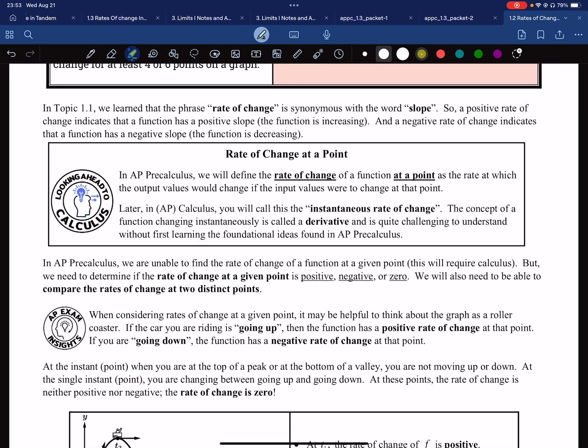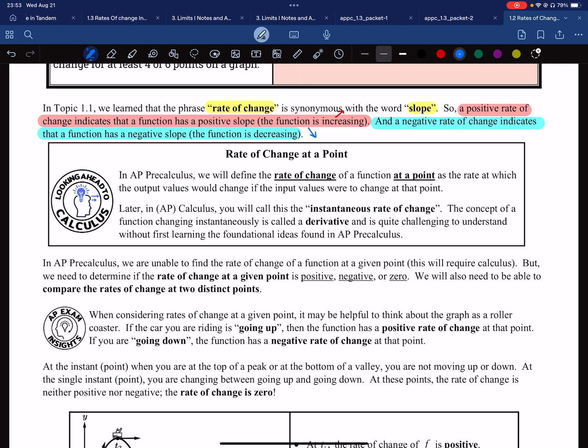First thing we're going to refresh our mind on is that in topic 1.1, we learned about the phrase rate of change. Remember from our Algebra 1 days that is similar to the word slope. So if we have a positive rate of change, then we have a positive slope, which means our function is increasing. Remember, increasing means that our function is going up. Then we have a negative rate of change, which indicates that our function has a negative slope and our function would be decreasing, which means that our function is going down.